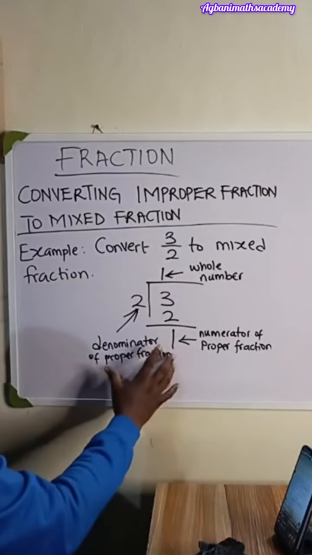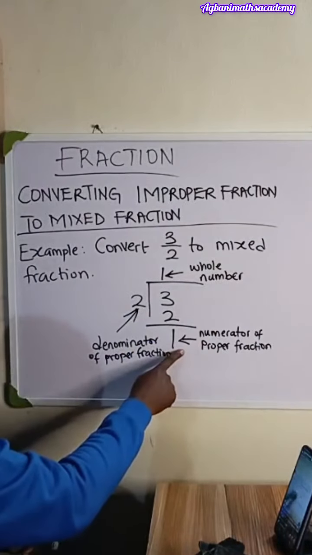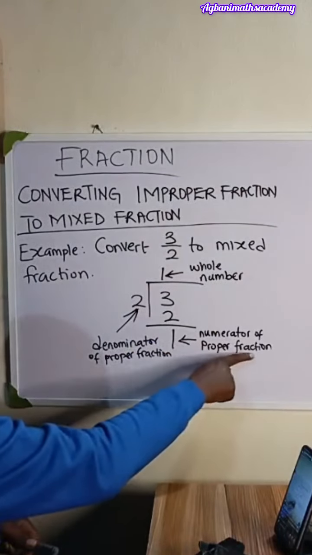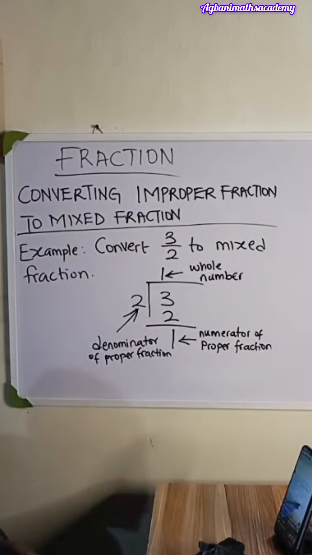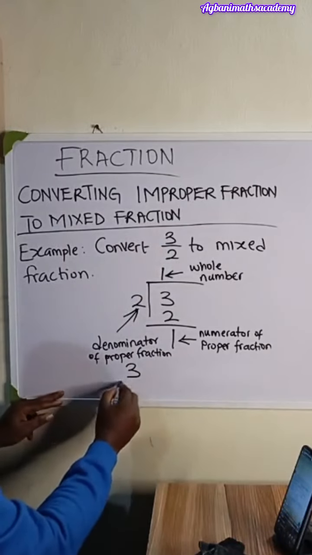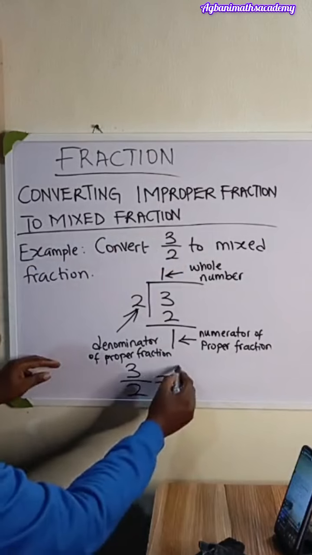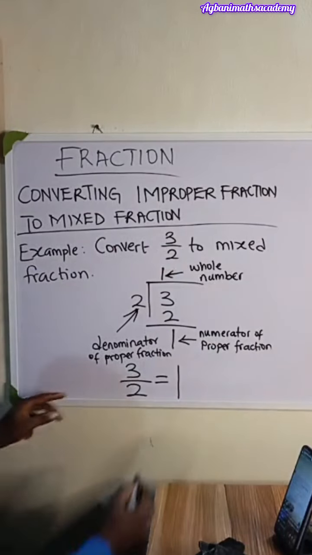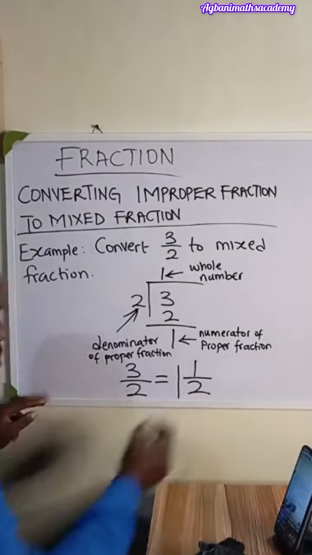So once you divide it like this, what you have at the top here is the whole number. What you have at the bottom is the numerator of the proper fraction. And this 2 here is the denominator of the proper fraction. So this means 3 all over 2 is equal to, the whole number is 1, so we have 1. The numerator is 1, we have 1. And the denominator is 2, so we have 2.